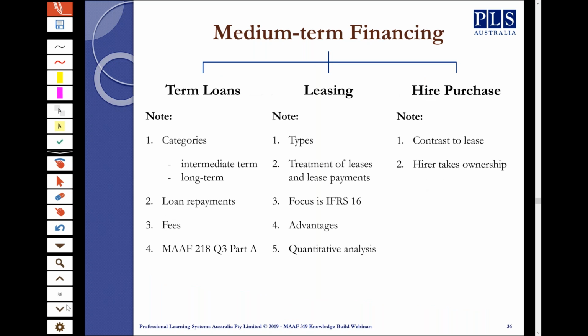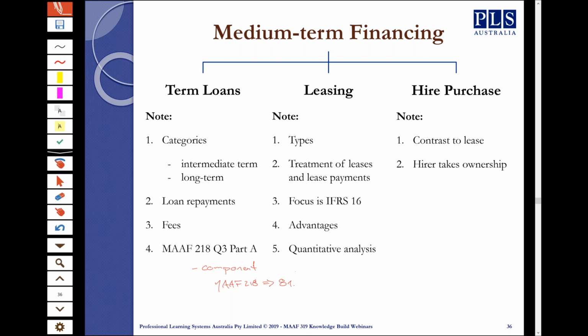From a medium-term perspective, however, you talk about your term loans, leasing, hire purchase. Term loans, you can categorize it as intermediate or long-term, so long-term would drop more into Unit 15. You've got the logic of having to meet loan repayments and that fees may be charged. It was a component, so note my language here, a component of the Management 218. So it was a component of the Management 218, question 3, part A, which was an 8-mark question in total.